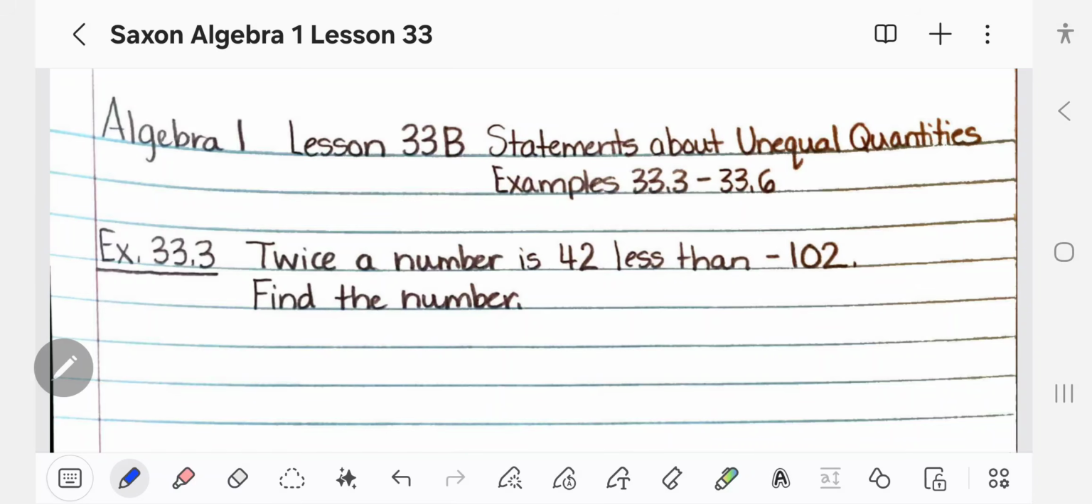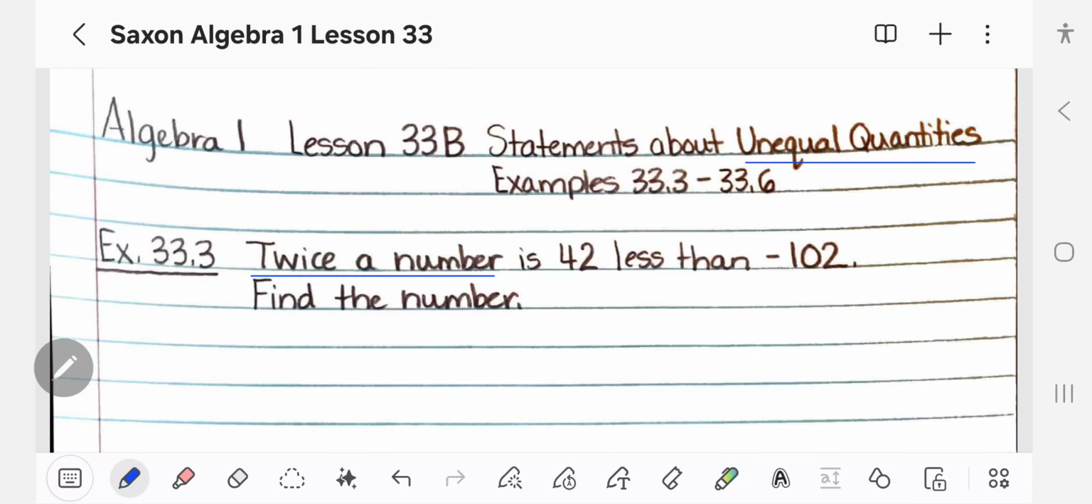Find the number. Now the book explains this in a slightly different way. I'm going to do it the way we've done it the last two sections, where we started by learning how to take a verbal phrase and turn it into an algebraic expression. And then in another lesson, we took a verbal phrase and turned it into an algebraic equation where the two sides are equal. This one is going to tell you that the sides are not equal, but there's a way to handle that, okay? So let me show you what I mean.